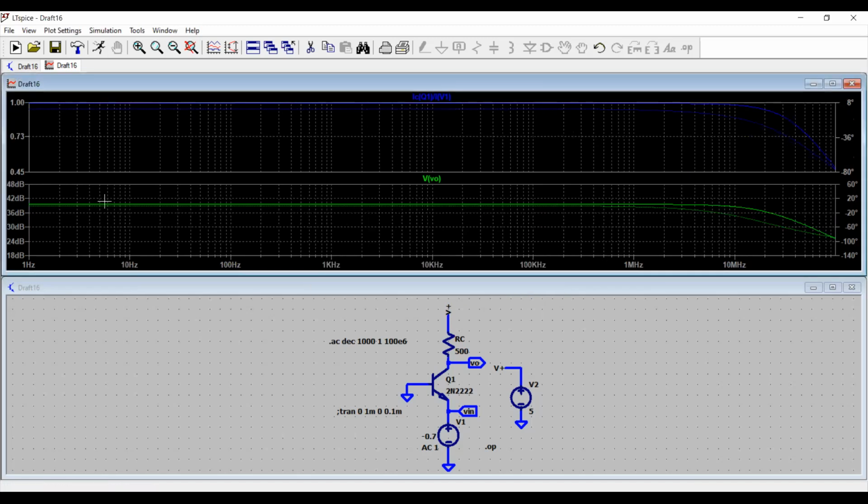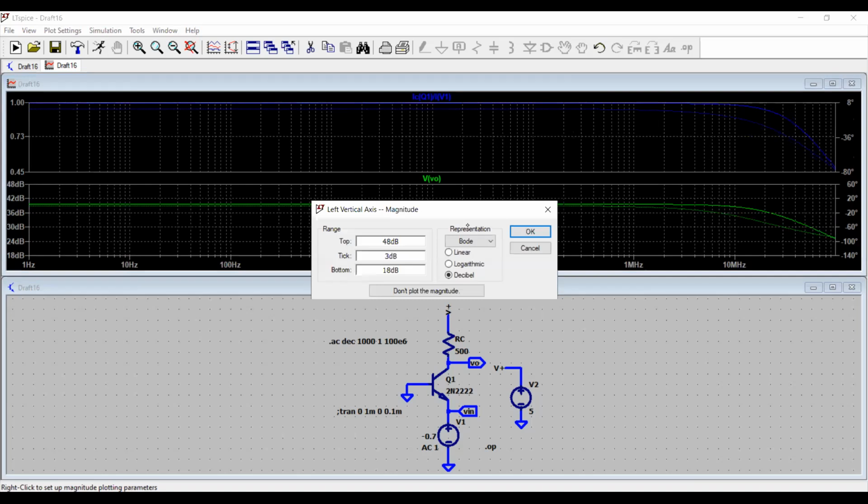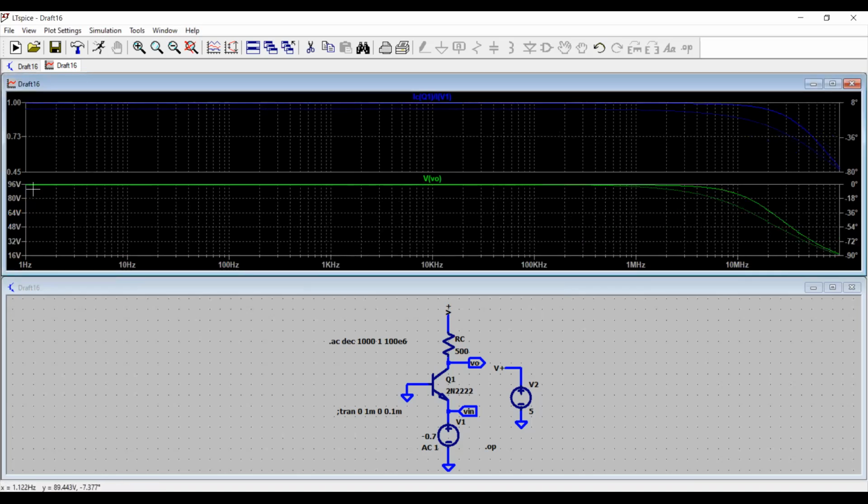You see, here also I right click for the voltage. I click linear. I get 96 volt here. So it's like 96 times higher. My output is 96 times higher than the input. So gain of 96 actually for the voltage, and for the current the gain is 1.